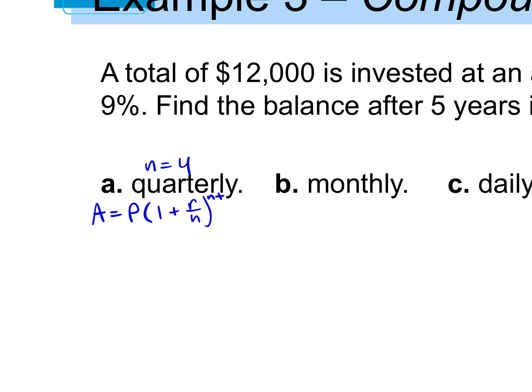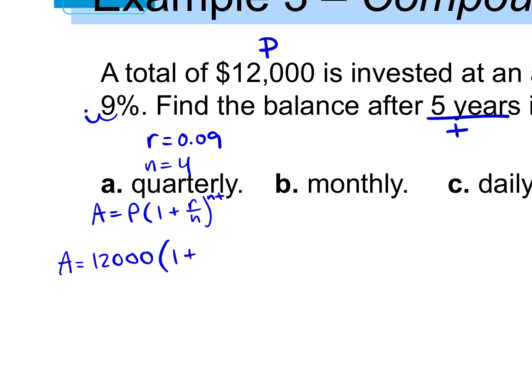So what's our P? What's our starting amount? 12,000 would be our P. What's R? Awesome. We move the decimal twice, so it'd be 0.09. We said N is 4, and what is T? 5. Awesome. So now we plug everything in. A is equal to 12,000 times 1 plus 0.09 over 4 to the power of 4 times 5.